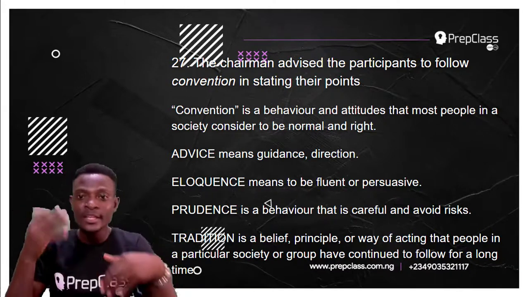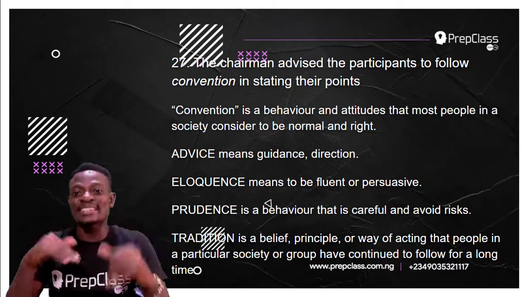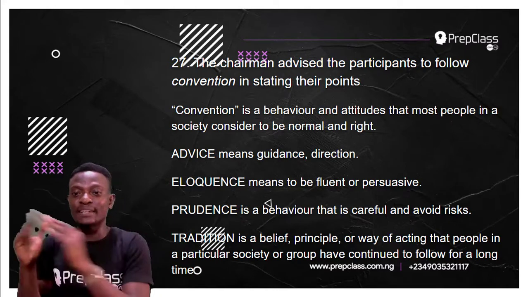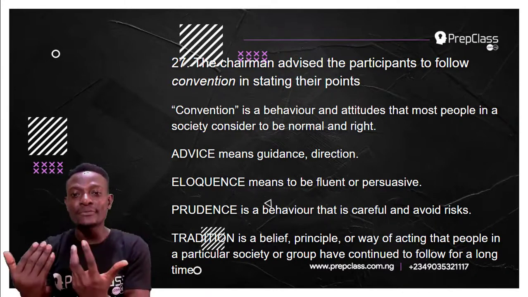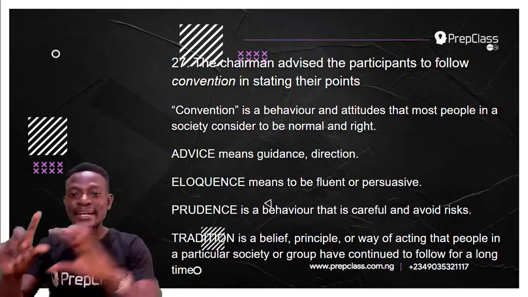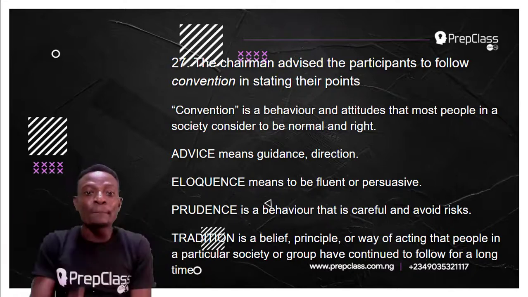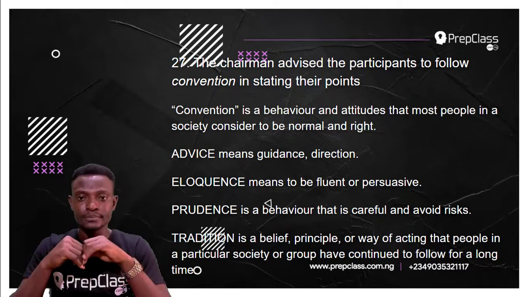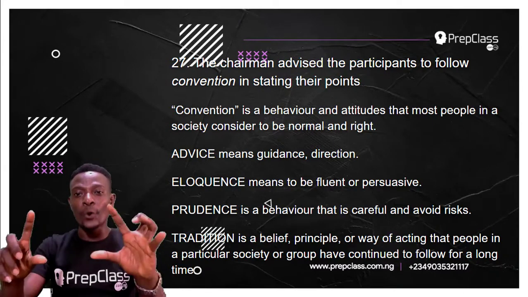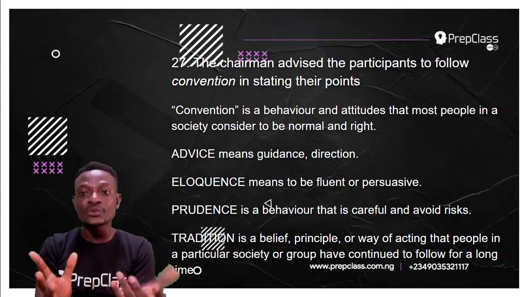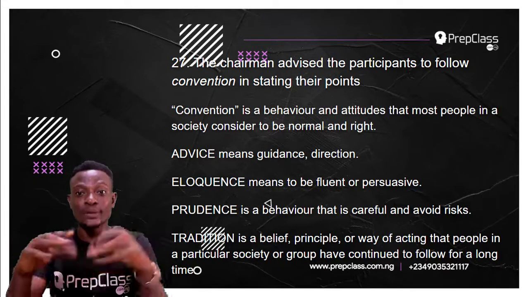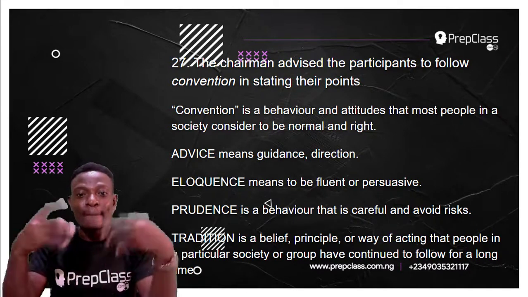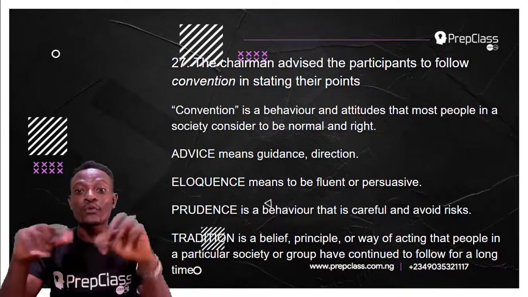You can speak well. You are a very good orator. Prudence is a behavior that is careful and avoids risk. Tradition is a belief, principle, or way of acting that people in a particular society or group have continued to follow for a long time. Now, if convention means behaviors and attitudes that most people in a society consider to be normal and right, tradition means a belief, principle, or way of acting that people in a particular society or group have continued to follow for a long time.